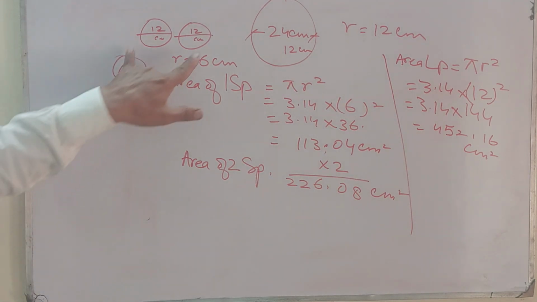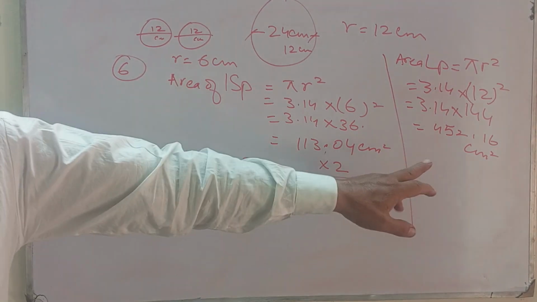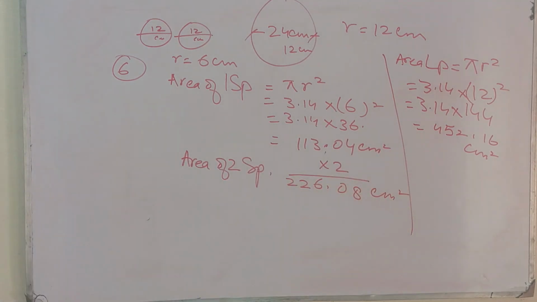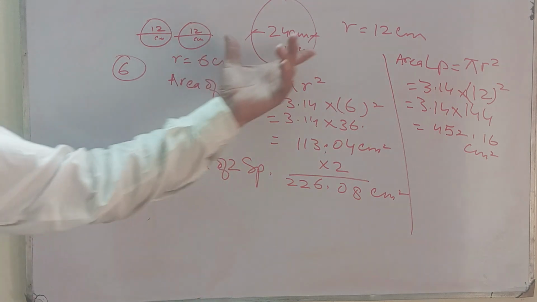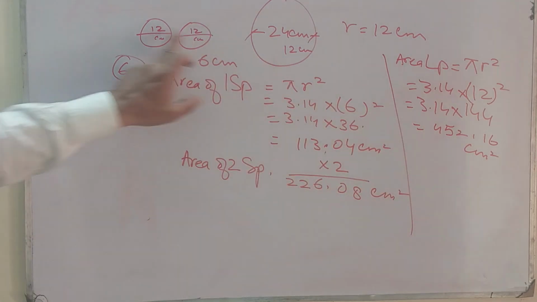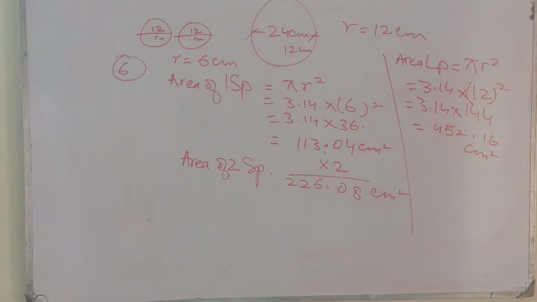Now the area of two pizzas collectively is exactly half of this, and they cheat you: we are offering you two pizzas instead of one, where one large pizza has an area of 452 and two smaller pizzas are equal to 226. Then you are in a great loss.